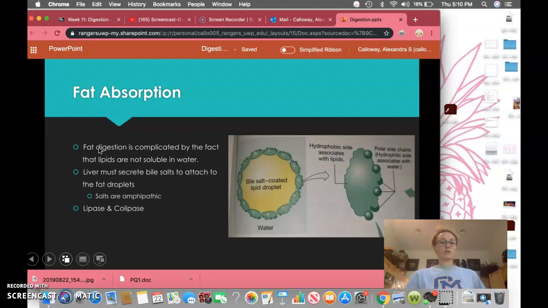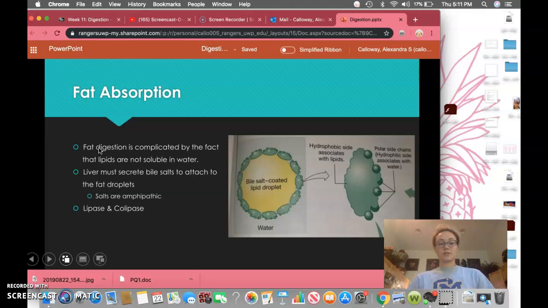So you wouldn't necessarily consider, well, not knowing about digestion, you wouldn't consider the pancreas or the liver to be part of that, but they secrete enzymes that aid in digestion, so we'll talk about that in a second. But the digestion of fat is kind of complicated by the fact that lipids aren't soluble in water.